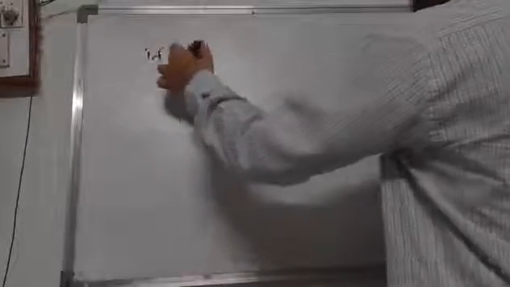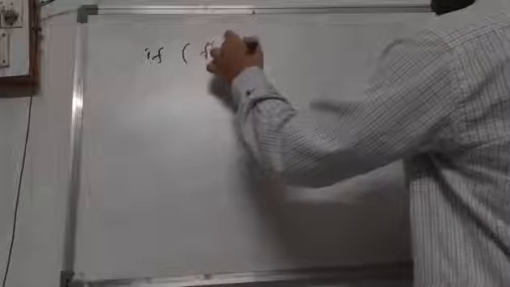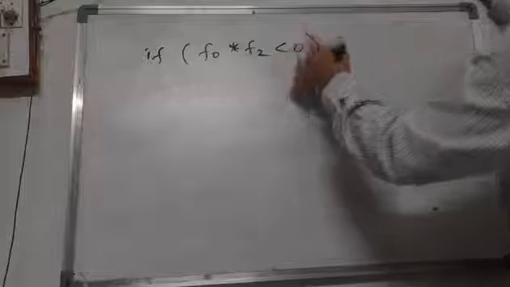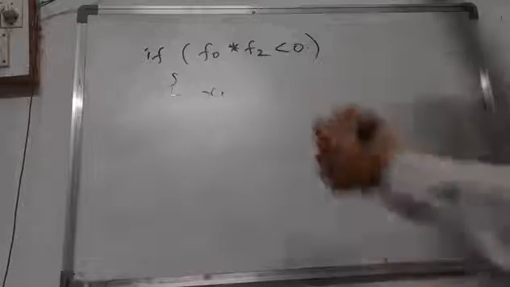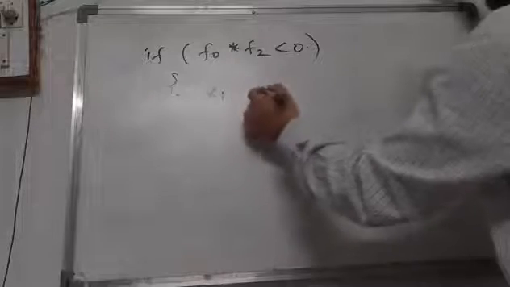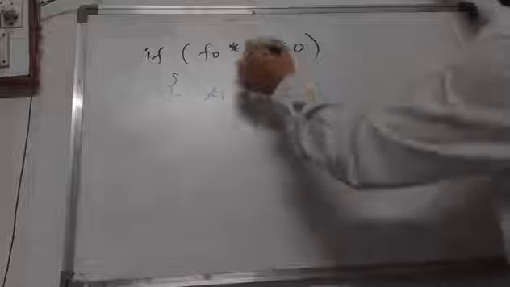Now you have to check the condition: whatever x2 you have found, check whether f0 into f2 is positive or negative. If it is negative, then you take x1 equal to x2. So the x1 value will become x2, and x0 will be as it is.